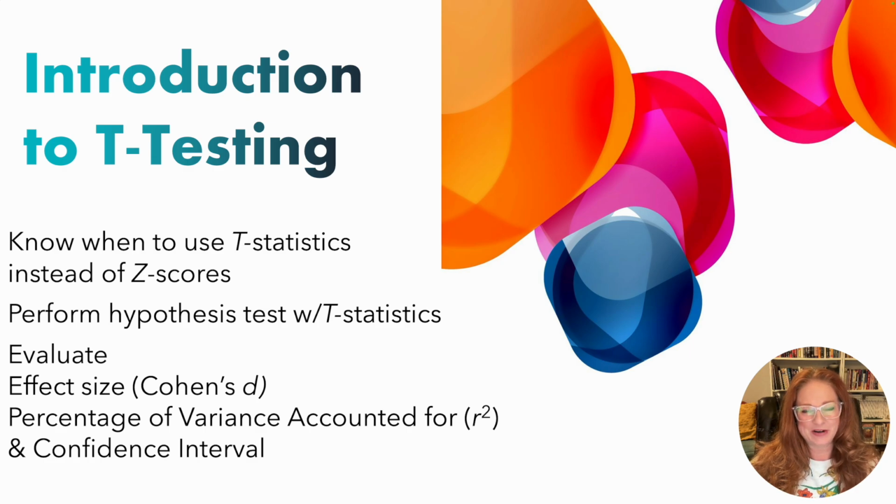Some of the things we'll be going over today are knowing when to use t versus z, how to perform hypothesis testing with t-testing, and then how to evaluate things like effect size using Cohen's d, percentage of variance accounted for, r-squared, and then a little bit of confidence interval, but we'll touch into that a little bit more in the second and third lecture videos of this series. So this is like a 3-part series with t-testing.